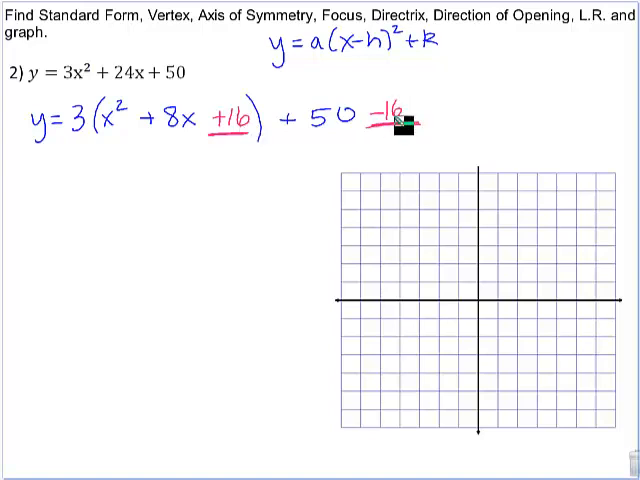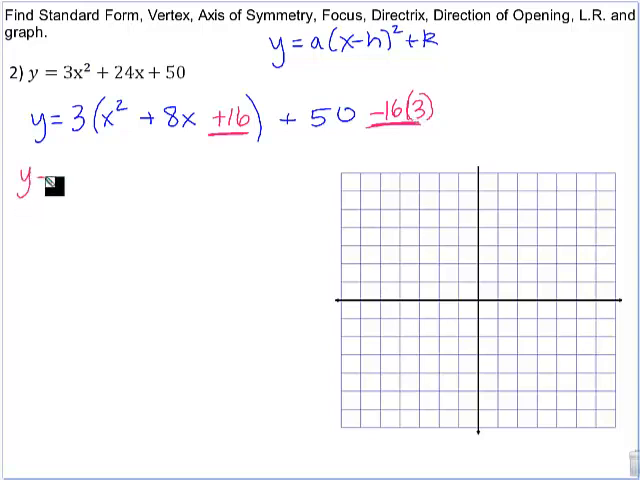But not only that, what number did we take out of the parentheses? 3. So what number should I multiply this by? 3. How come you just times 8 by 2? No, we did 8 divided by 2 to get 4. 4 squared is 16. Oh, I get it.